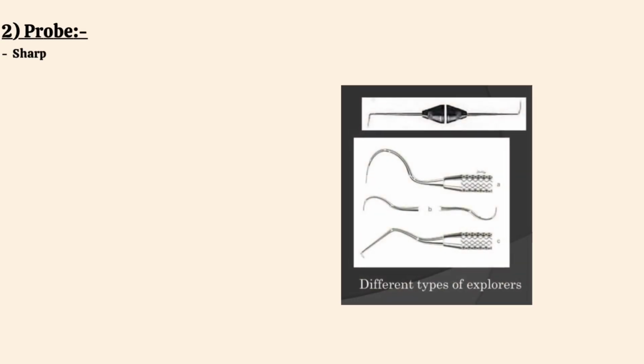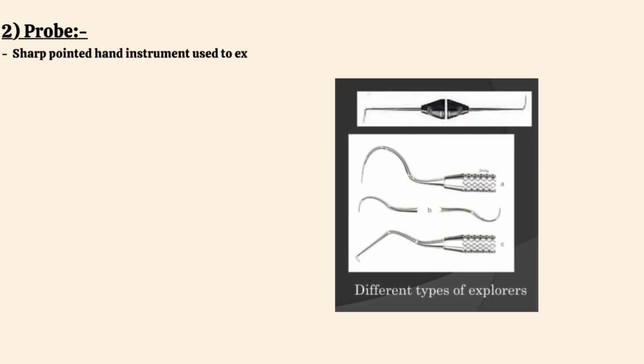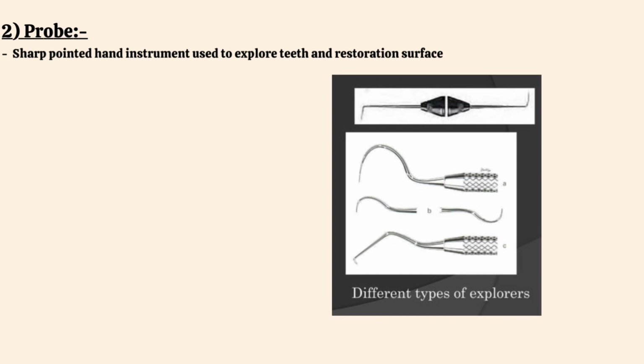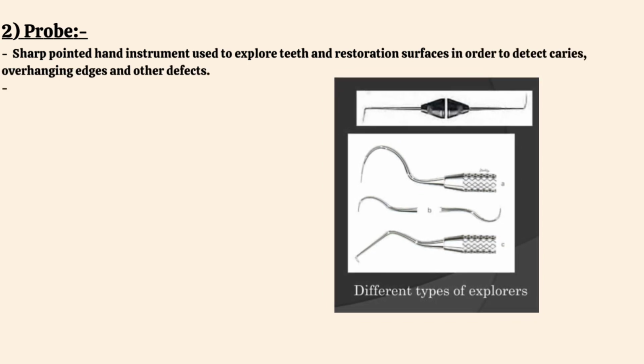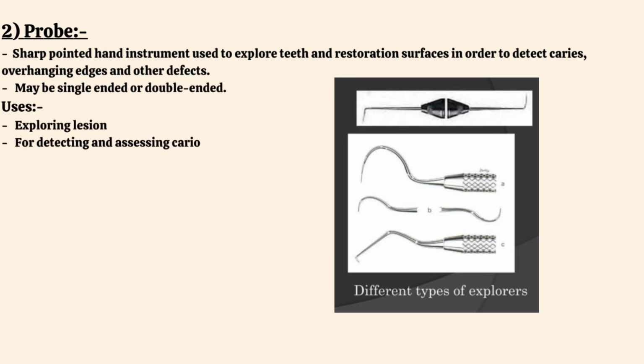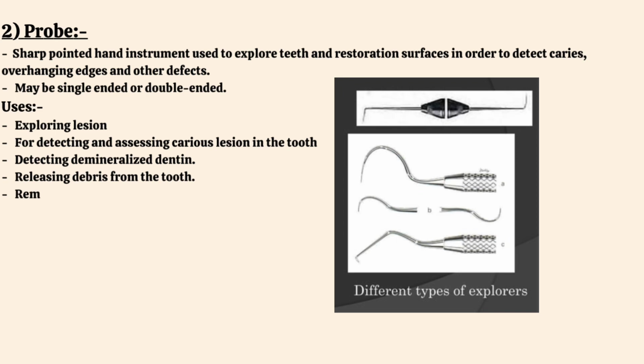2. Probe. A sharp-pointed hand instrument used to explore teeth and restoration surfaces in order to detect caries, overhanging edges, and other defects. May be single-ended or double-ended. Uses: exploring lesions, for detecting and assessing carious lesions in the tooth. Detecting demineralized dentin. Releasing debris from the tooth.